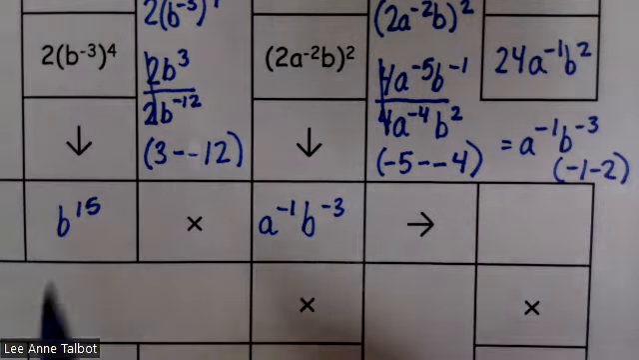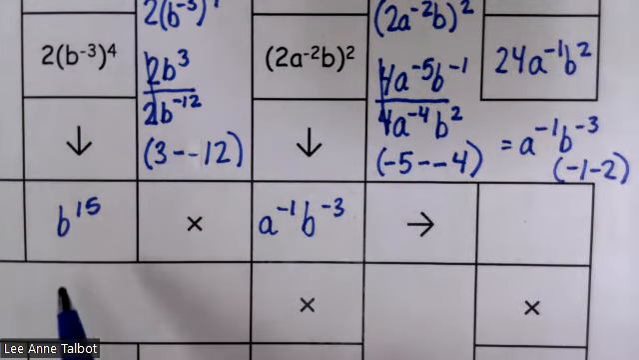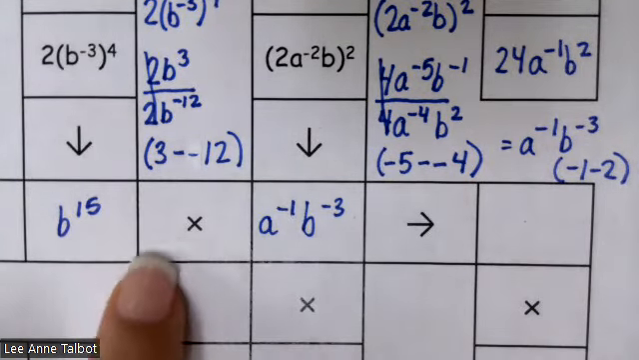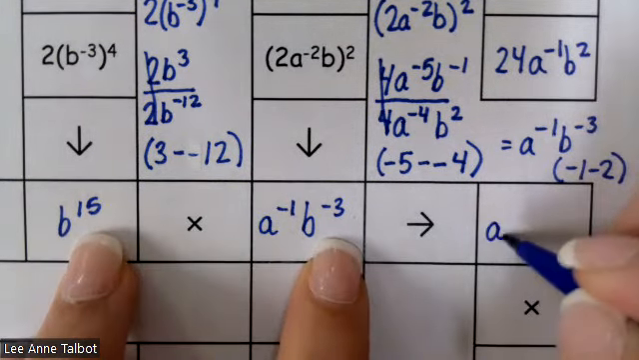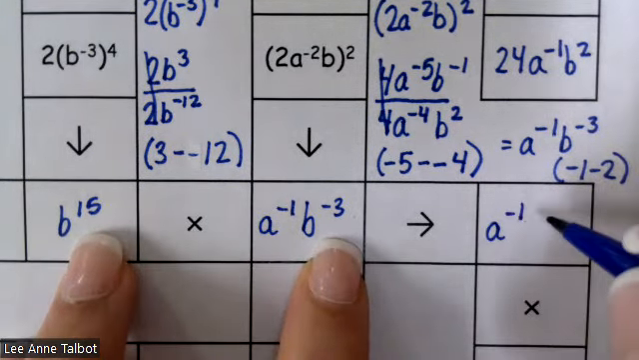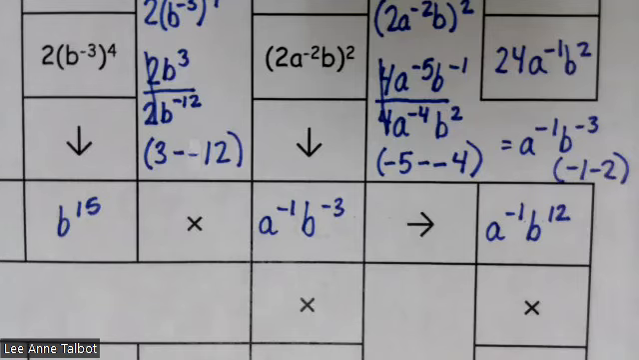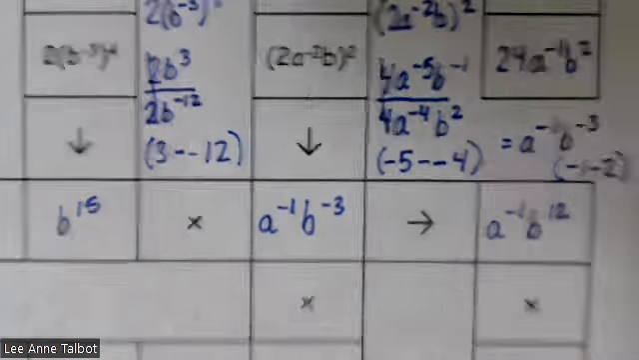Okay. All right, now we're going to go across here. Multiplication means we add. We're going to add the b ones together. So I have a to the negative 1, b to the 12. Okay, you guys, check your middle section of your maze puzzle.